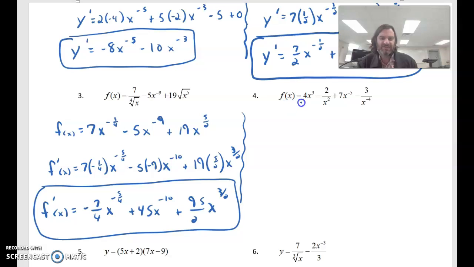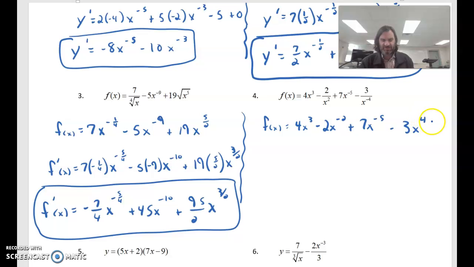Number 4, f of x equals 4x cubed minus 2 over x squared plus 7x to the negative 5 minus 3 over x to the negative 4. So let's rewrite. That'll be f of x equals 4x cubed is fine, minus 2x to the negative 2 plus 7x to the negative 5 minus 3x to the 4th. So everything is up top.